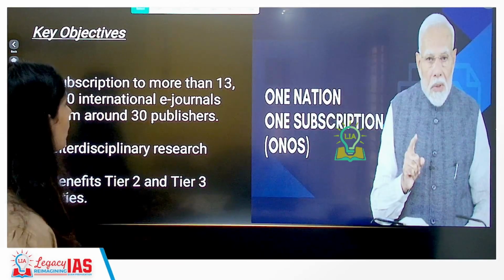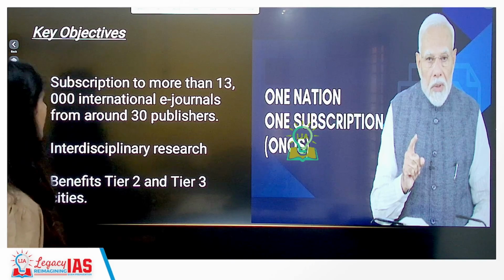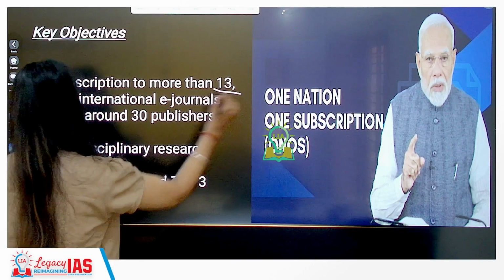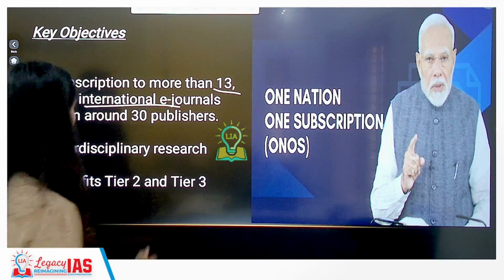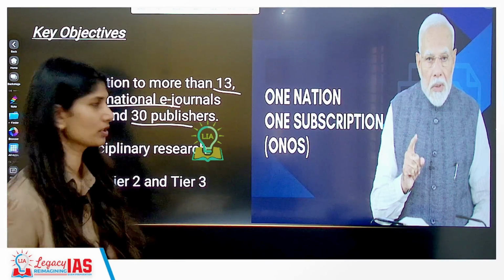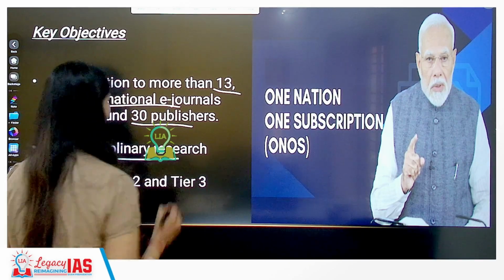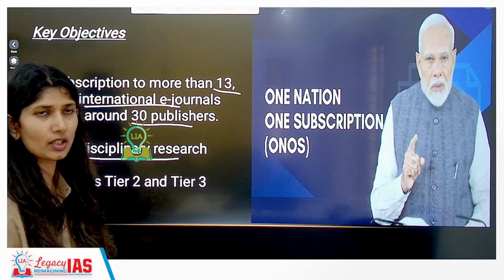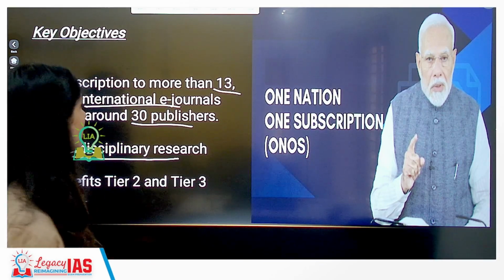Look at this. What are the key objectives of the scheme? One nation, one subscription. Subscription to more than 13,000 international e-journals, published by 30 publishers. It fosters and promotes interdisciplinary research, with special focus on tier 2 and tier 3 cities.